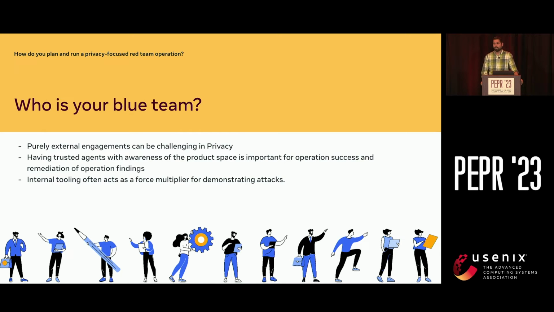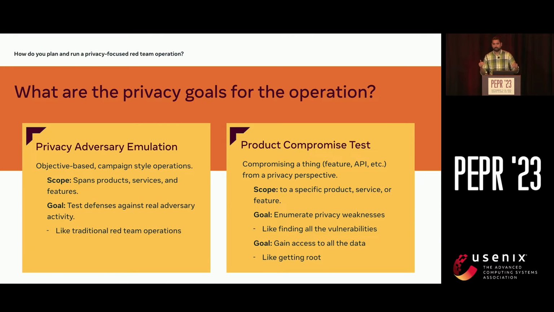And then finally, in the security world, you have a lot of really great enumeration and reconnaissance tools. There's no Nmap in privacy, right? You can't just run scans on your things and say, here are all my privacy weaknesses. So getting to leverage some tooling maybe developed for your developers or for internal testing can help act as a force multiplier for the red team operation. So you've identified your blue team. Now you might want to scope down your operation.